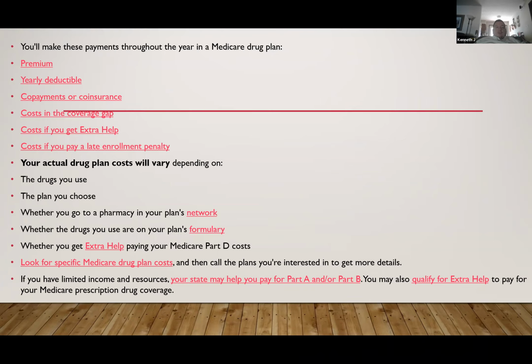Your actual drug plan costs will vary depending on the drugs you use, the plan you choose, whether you go to a pharmacy in your plan's network, whether the drugs you use are on your plan's formulary, and whether you get extra help paying for your Medicare Part D costs. So those are some things to think about.